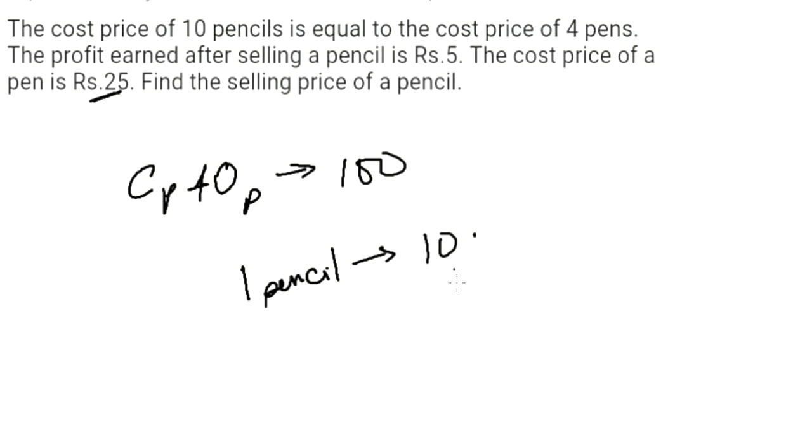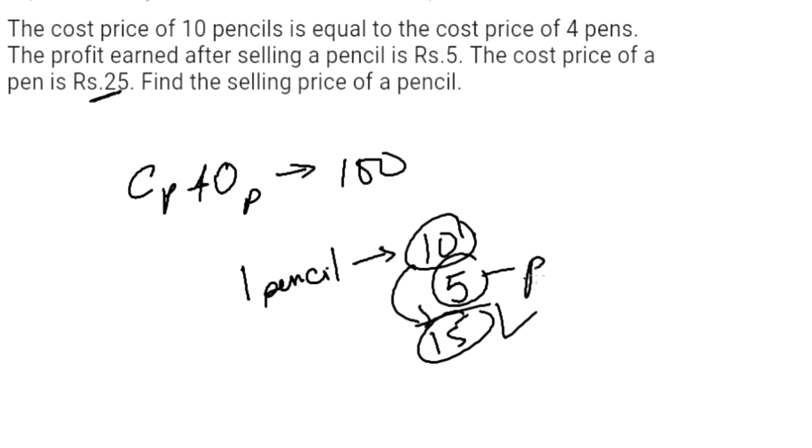And it says profit 5. Profit 5 will give you how much? 15 is the selling price. 10 is the cost price of 1 pencil. 5 rupees is profit. So this is the answer. 15 is the answer.